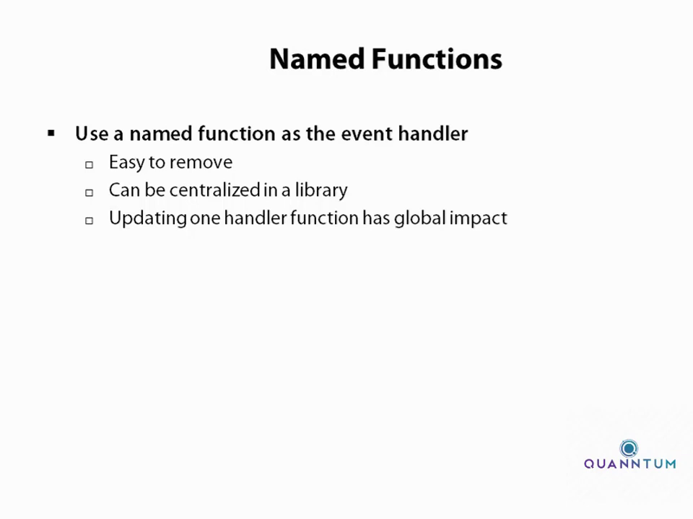A named_handler function can be removed with the off method without removing all other handler functions. Named functions can be centralized in a namespace object for centralized access throughout a web application. If we need to change a handler function, even at runtime, the changes will have global impact, making all event handlers be consistent.